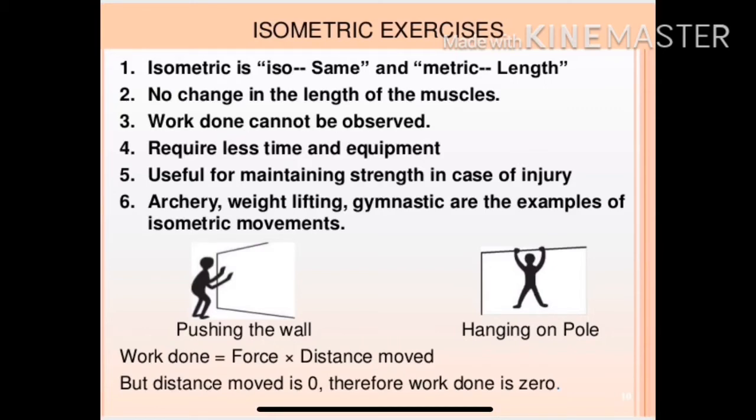Archery, weightlifting, gymnastics are examples of isometric movements. So here in the example, you can clearly see the movement is not visible to a third person. Your muscle length will remain the same while doing the exercise.